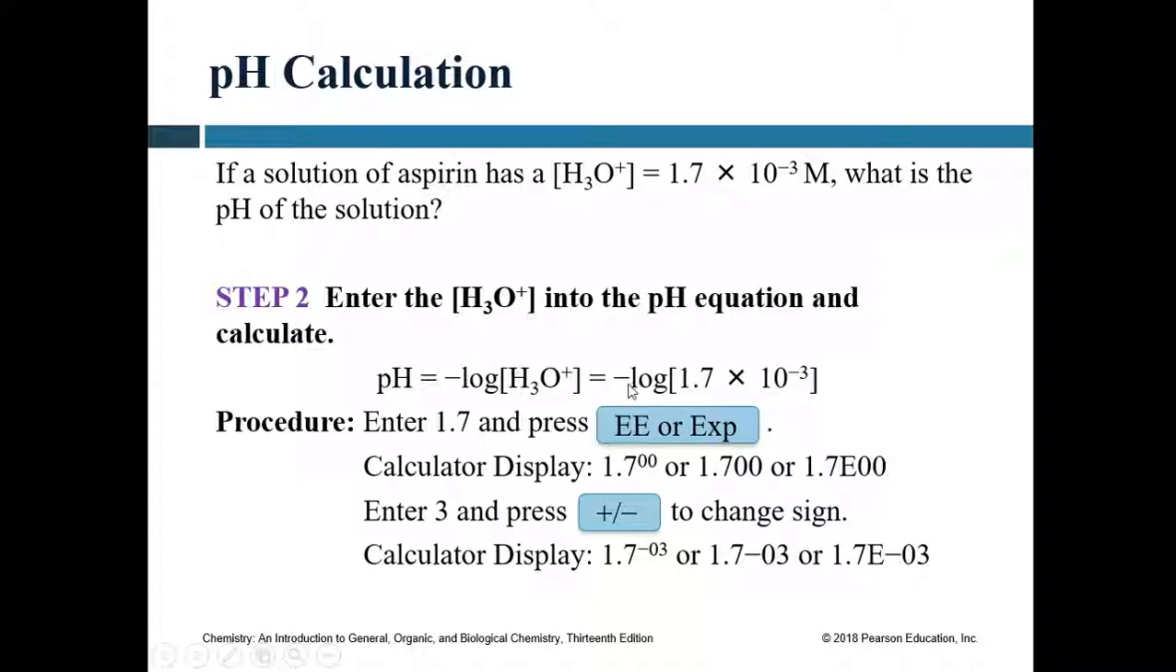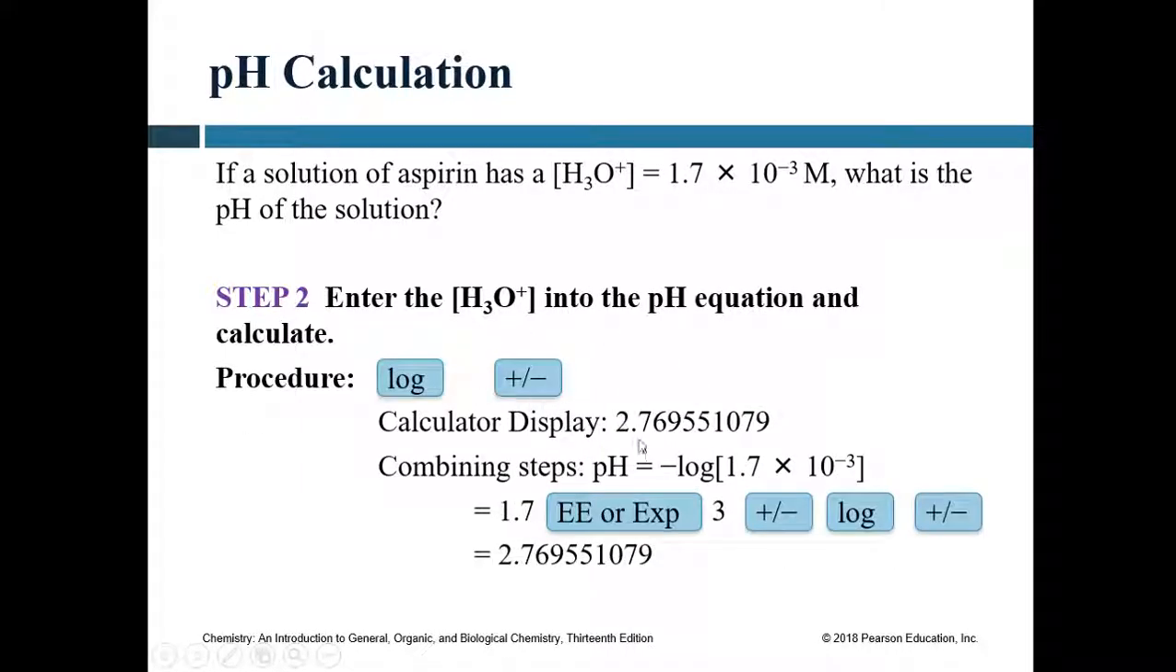And so some people can go straight and use this. Other people kind of have to do this problem backwards depending on the calculator. They'll plug in the 1.7, and then however you get your EE or EXP button, you press that. Then you're going to press your log. Then you press your plus-negative button. And when you do, all in one step, you get this long number.